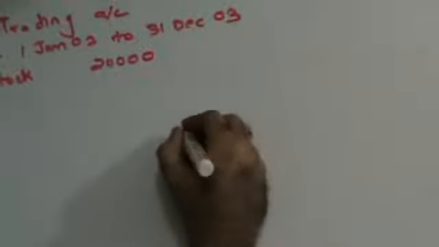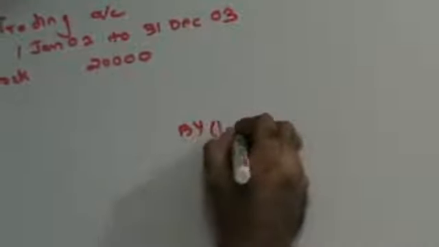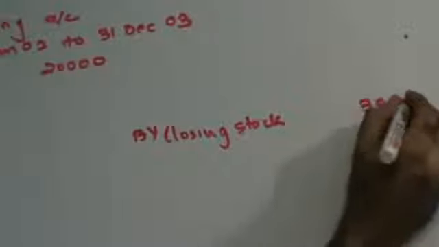Next, stock on 1st Jan 2003. Now whether I say 1st Jan 2003 or 31st December 2002, it is the same thing. So this is going to be my closing stock of the previous year, which is 30,000, and it is also going to be the opening stock of the current year. Stock 30,000.